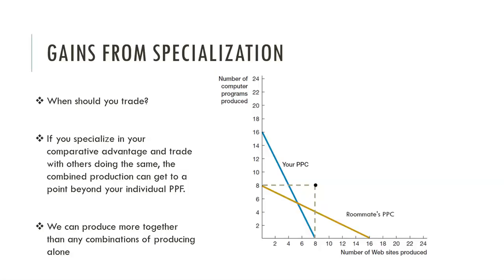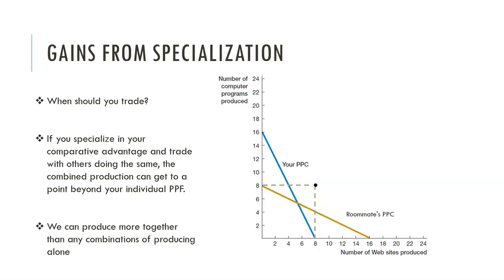So in this example, we have you and your roommate. You're both computer programmers and you've started this company. You have clients who want computer programs and you have clients who want websites. And you're deciding how you should split that up. Should you just take turns? You each take one computer program, then you each take a website. Should one of you specialize in something versus the other?